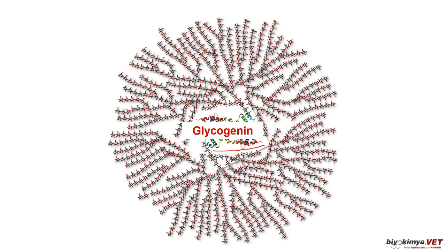Glycogenin plays a critical role in glycogen metabolism, allowing for the efficient storage and mobilization of glucose in response to the energy demands of the body. It's a key player in the regulation of blood glucose levels and is particularly important in tissues like the liver and skeletal muscles, where glycogen serves as a ready source of energy during periods of high demand.